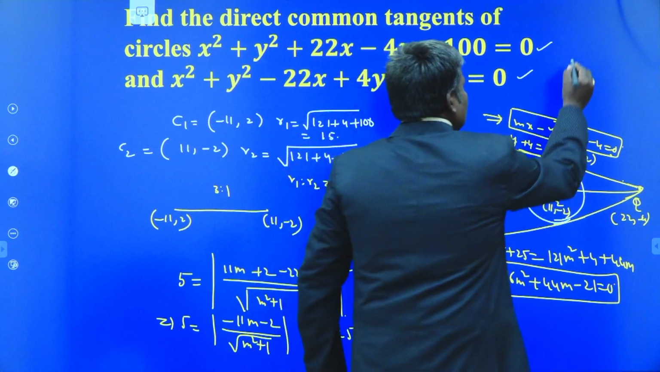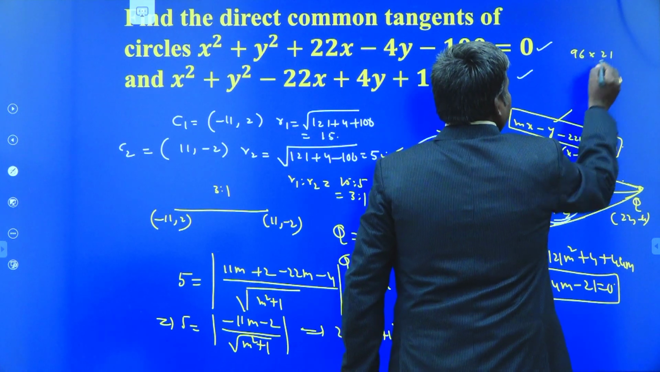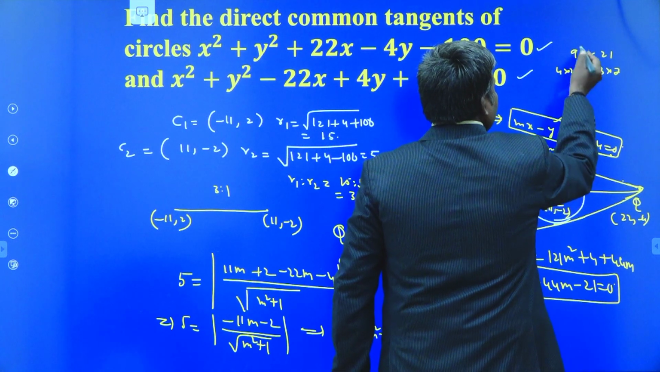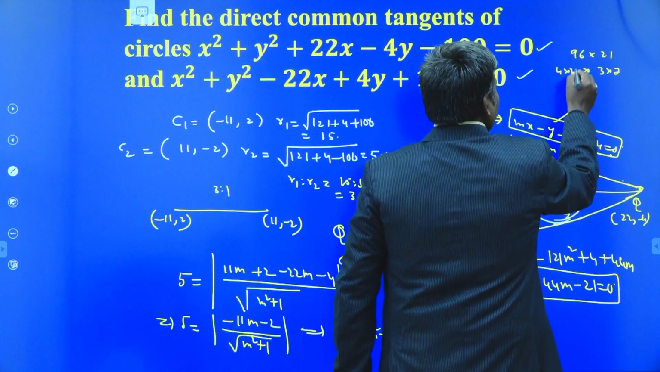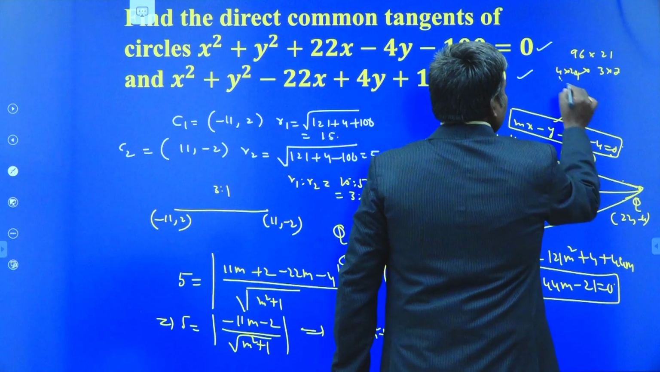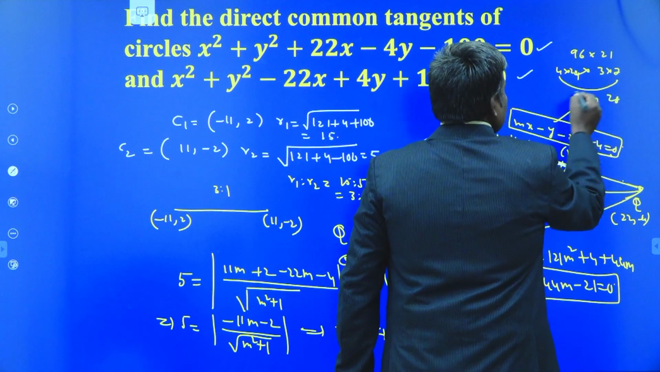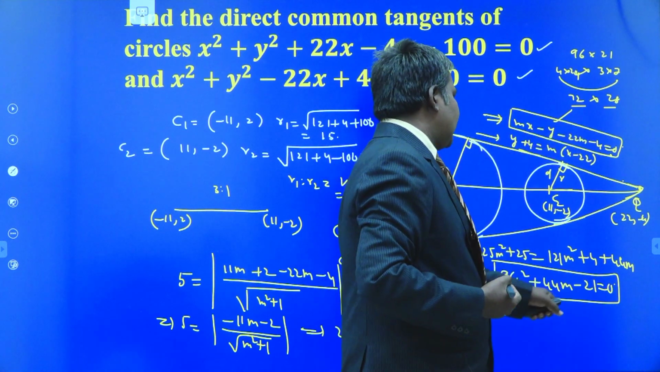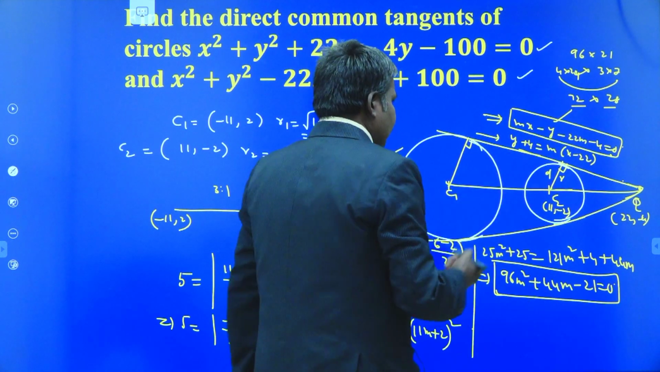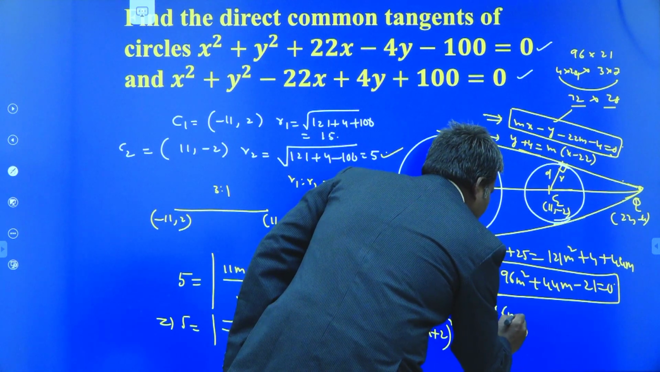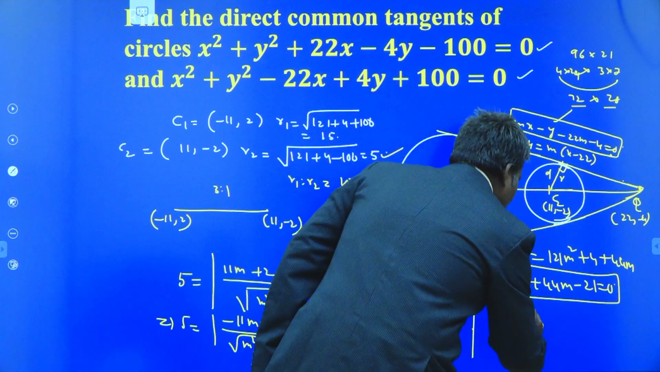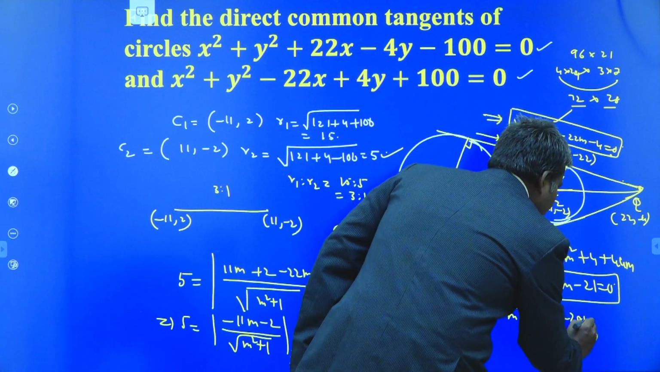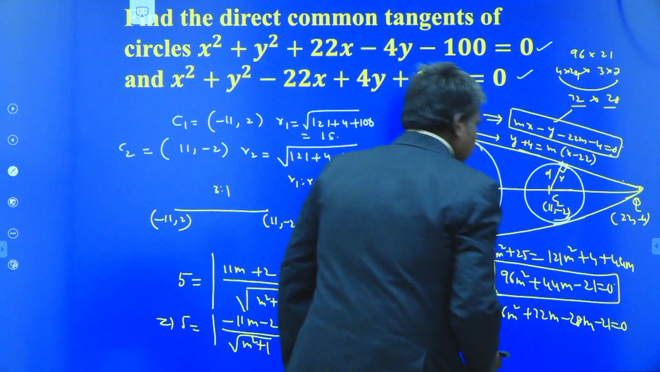So 96 into minus 21. So 3 into 7, 4 into 24. 4 into 24. This is 28. This is 72. Plus 72 minus 28 gives 44. So these are the factors. 96m square plus 72m minus 28m minus 21 equal to 0.